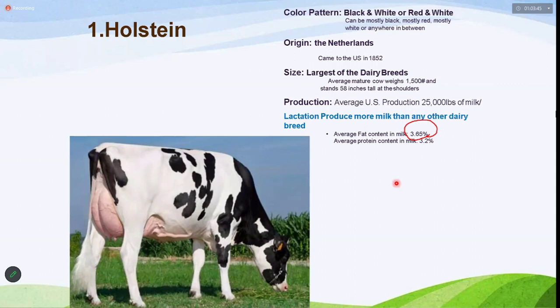Okay. Size, largest of the dairy breeds. The average mature cow weighs around 1,500 pounds and stands 58 inches tall at the shoulder. Largest dairy breed. They produce more milk per lactation than any other breed. You can see here the fat content of the milk is 3.65.